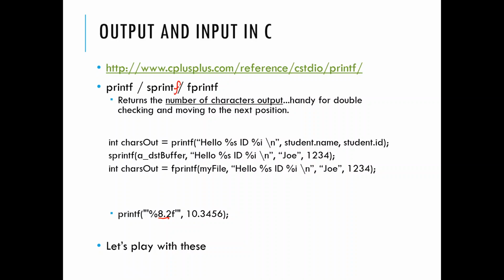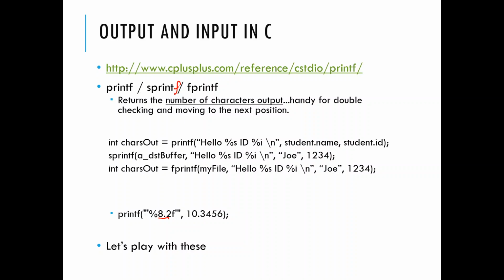printf, sprintf, and fprintf all do about the same thing. They're very, very similar. printf prints to the screen. We've already been using this. sprintf outputs all of that text, all those characters, to a character array. It's putting it into a string. And then fprintf puts all those characters into a file.